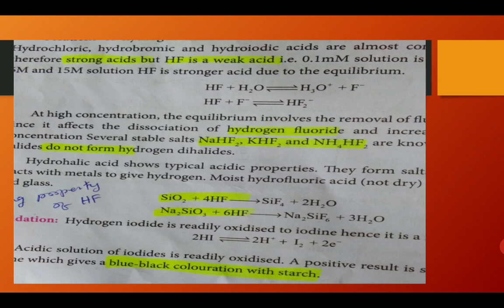These solutions of hydrogen halides are acidic, known as hydrohalic acids. Hydrochloric, hydrobromic, hydroiodic acids are almost completely ionized and are therefore strong acids. But HF is a weak acid. You note this point. Hydrogen fluoride, HF is a weak acid, an objective type question. It comes often. HF is a weak acid, remember. And all the other acids are strong. Important point. And then next, see the equation, HF plus water molecules gives H3O+ plus fluoride ion, and then fluoride ion plus HF gives HF2-.